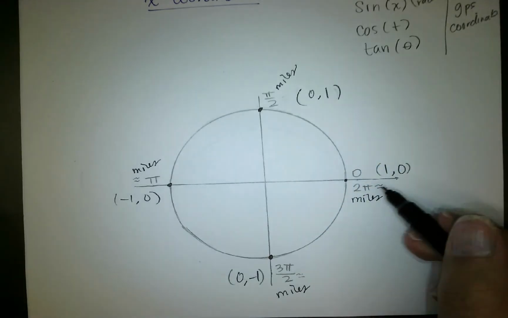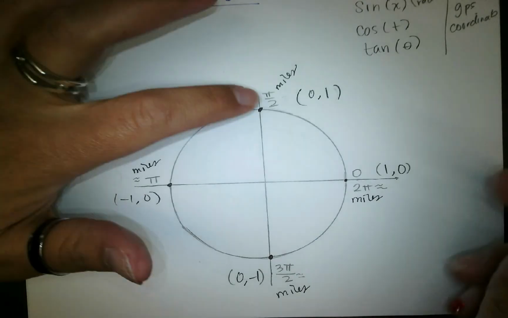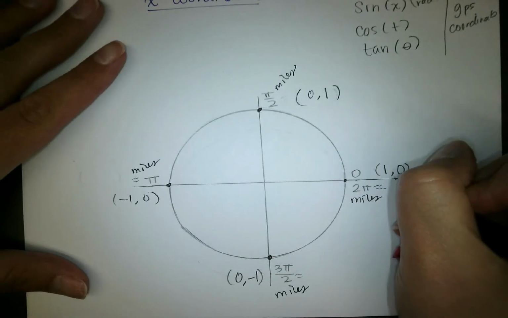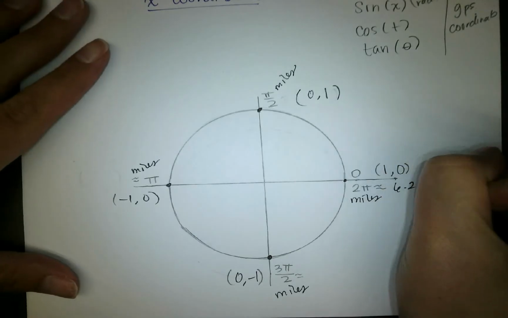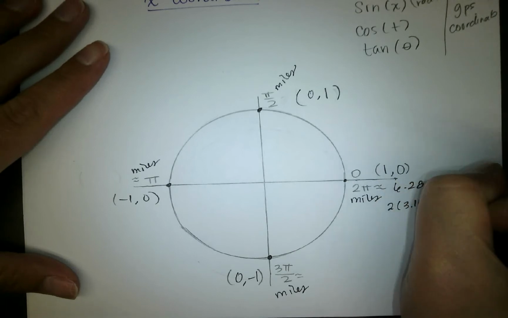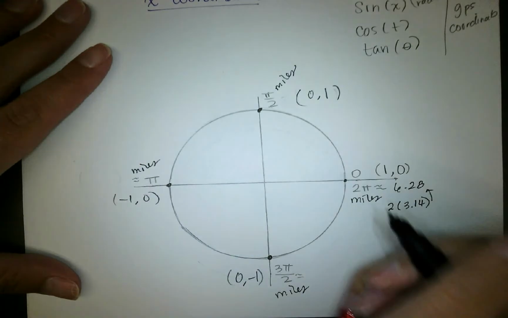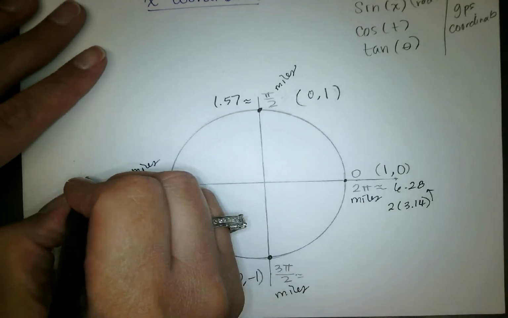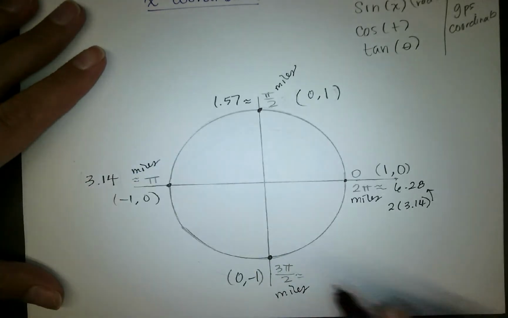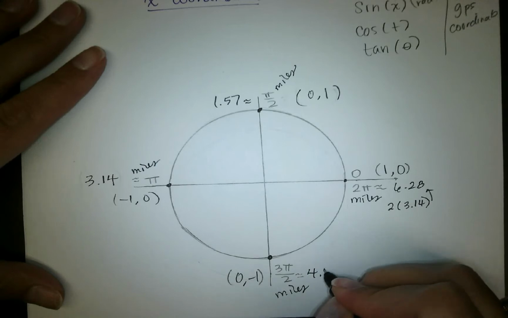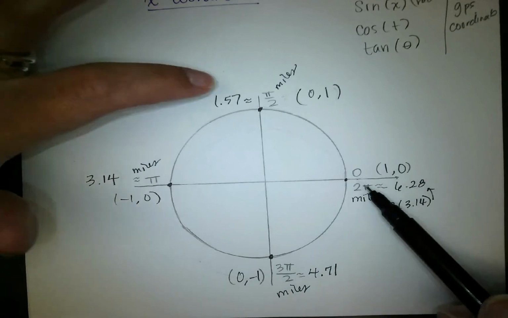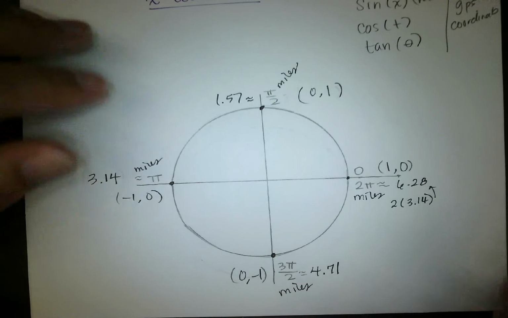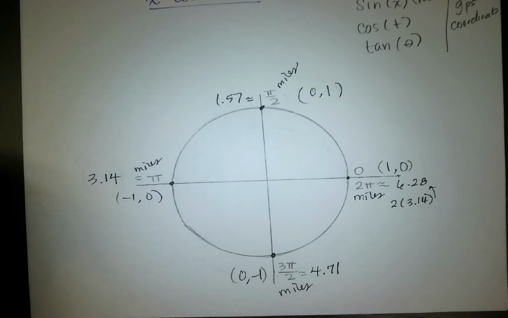Okay. Now I have the little approximated symbols because even though these are the exact mileages, I need you to also know the approximations. So 2 pi, remember, is about 6.28 because 2 times pi, which is about 3.14. That's where we get it from. Pi over 2 is approximately 1.57 miles. Pi is about 3.14 miles. 3 pi over 2 is about 4.71 miles. Okay. So know the exact mileage using the pi symbols, and know your approximations. We'll get into approximations later. Those are GPS coordinates.